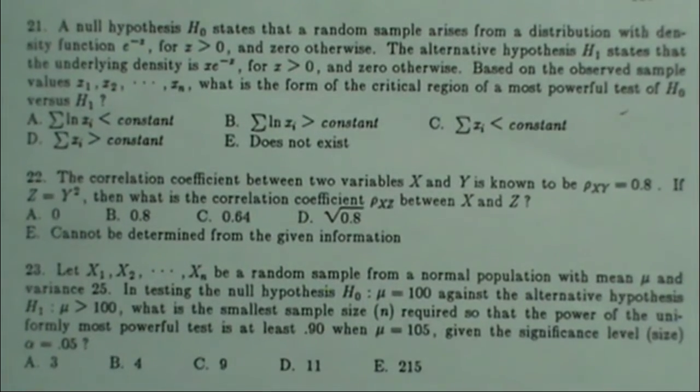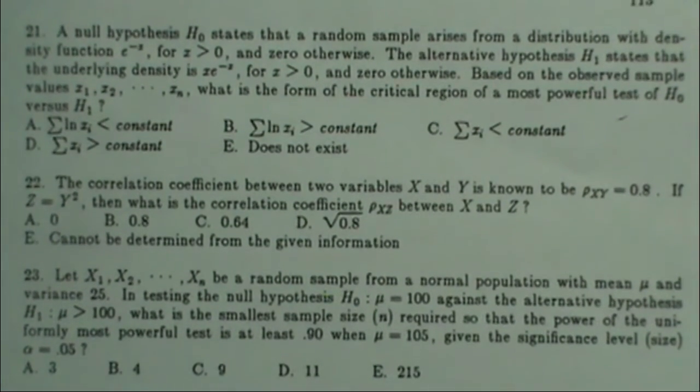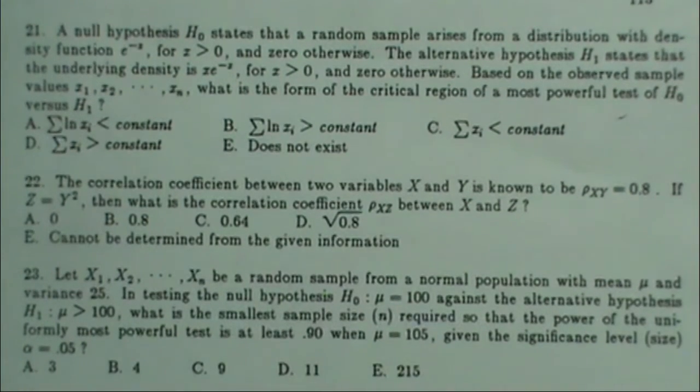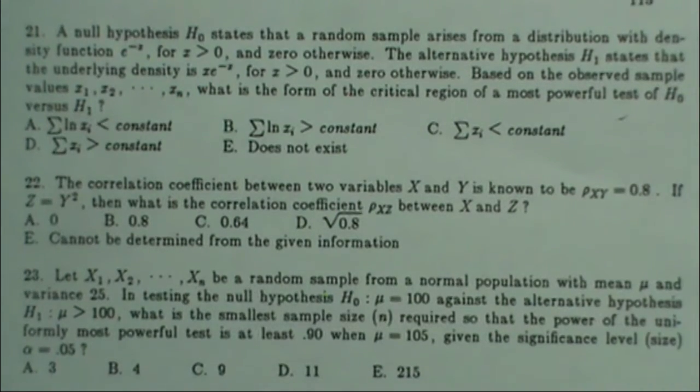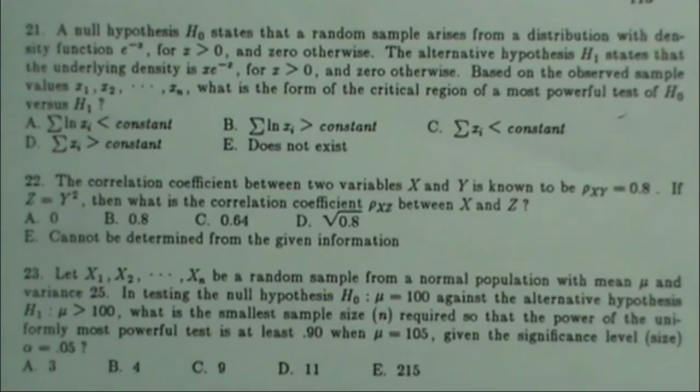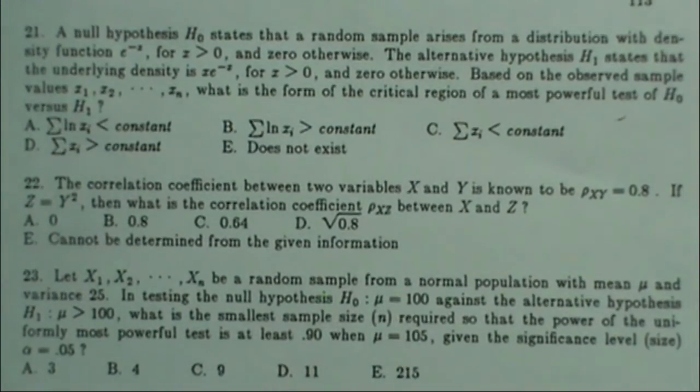Problem number 22. The correlation coefficient between two variables x and y is known to be 0.8. If z is y squared, then what is the correlation coefficient between x and z?